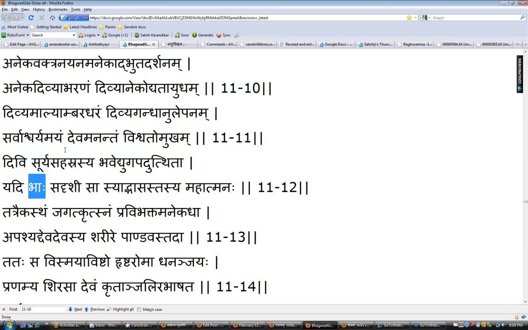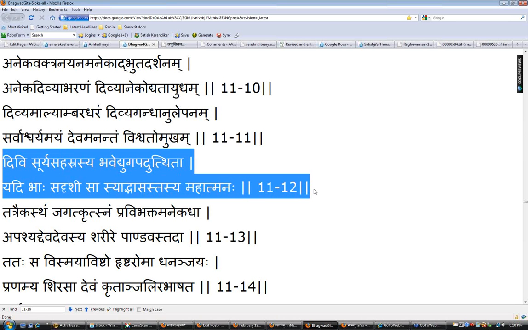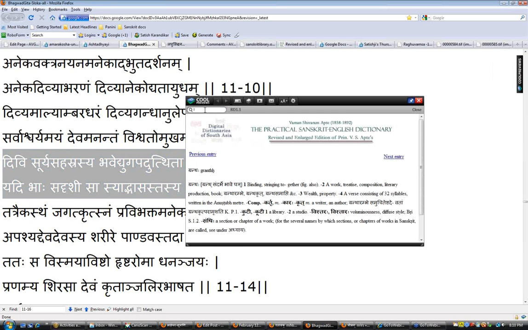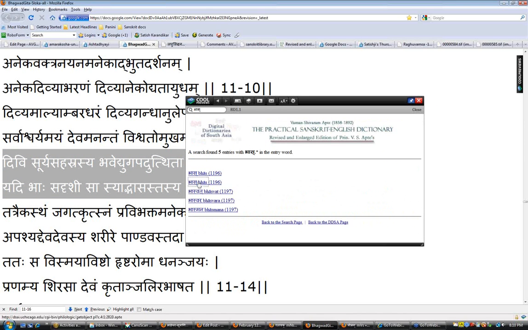So it means that if there were in the sky a thousand suns rising at the same time, then the luster of that may resemble the luster of that Vishwapurusha. Anyway, when the first atom bomb was exploded, this was the shloka which came to his mind. Divi surya sahasrasya bhaved yugapad utthita, yadi bhah sadrishi sa syad bhasas tasya mahatmanah. So look at the pratipadikam bhas. Let's look at Apte, of course, bhas. Yadi bhah sadrishi sa syad, bhasas tasya mahatmanah.